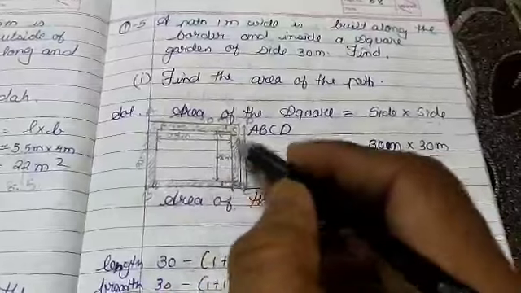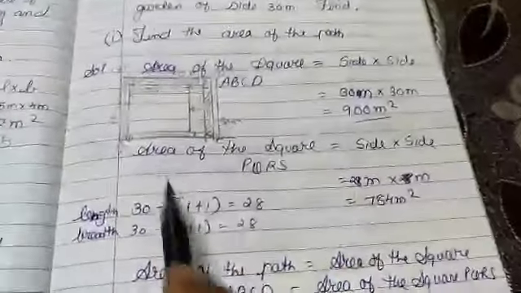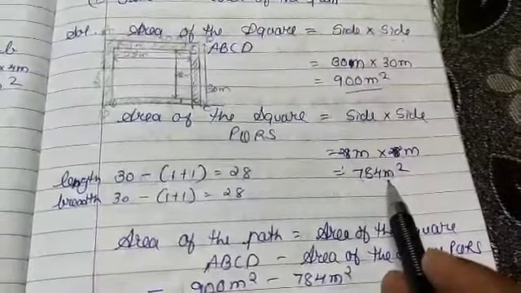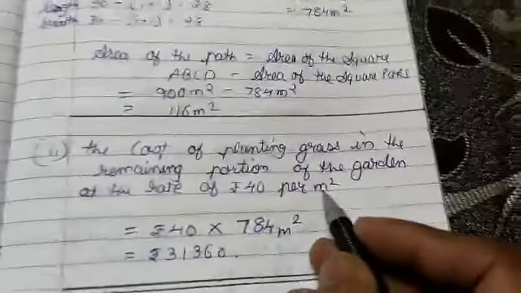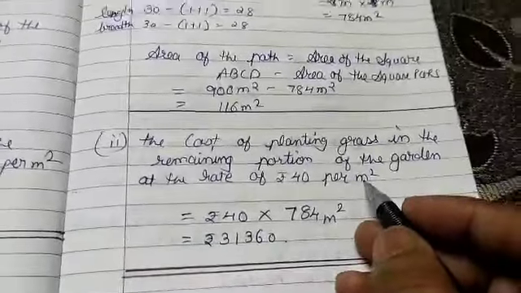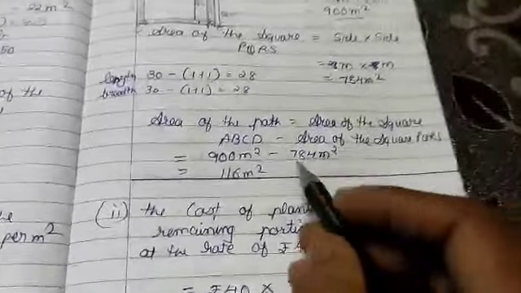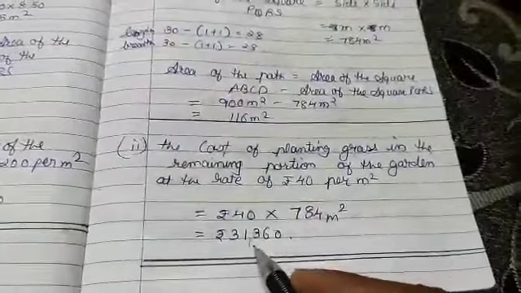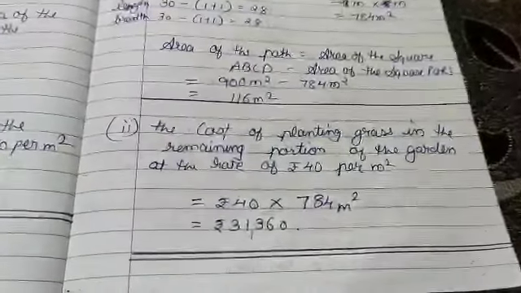That is the area of PQRS, the inner portion you have, and the area of PQRS we already found, that is 784. In that you have to plant grass at the rate of rupees 40 per meter square. So what will be the total cost of planting the grass? We have to multiply this 40 with the area 784, the area of the inner rectangle. When you multiply, you will get the cost 31,360.